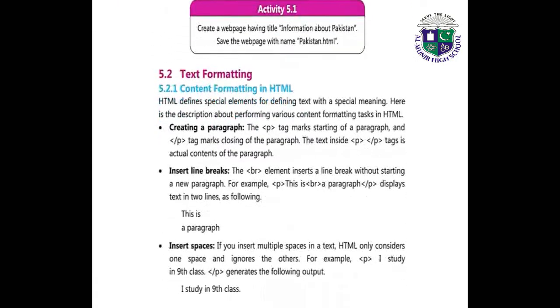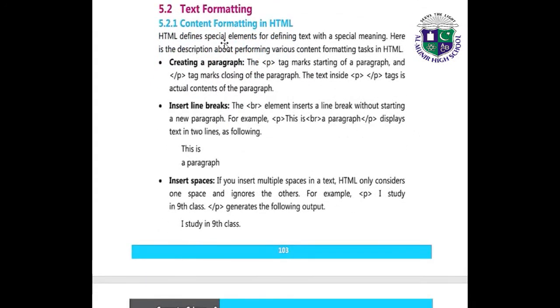What is text formatting? HTML defines special elements for defining text with a special meaning. To create a paragraph, the p tag marks starting of a paragraph and slash p tag marks closing of the paragraph. Insert line breaks. The br tag element inserts a line break without starting a new paragraph.